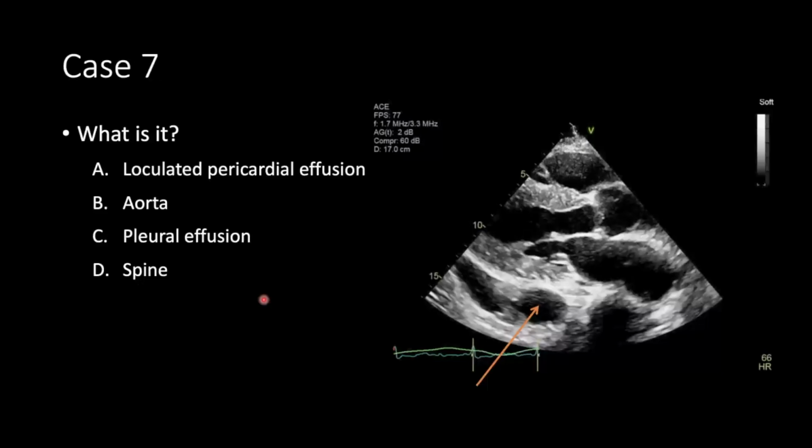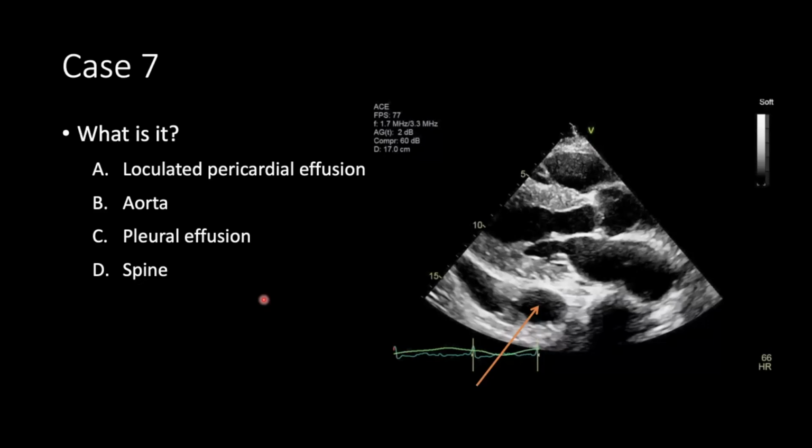Some people think a loculated effusion. Most people think a pleural effusion. A couple people think it's the aorta. Even fewer people think it's a spine. What about here in the room? Do you guys think it's a loculated pericardial effusion? Try to see if anyone's nodding.